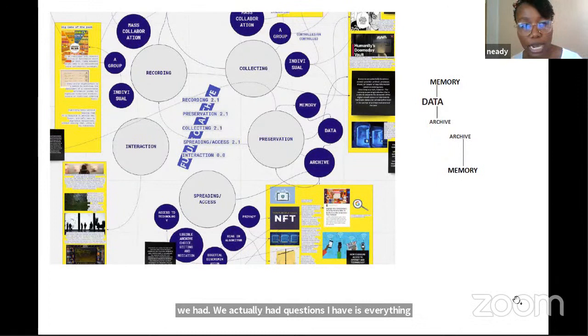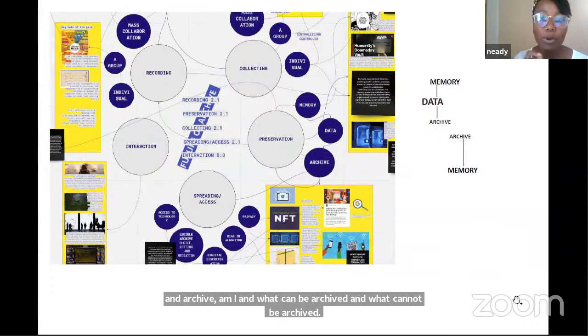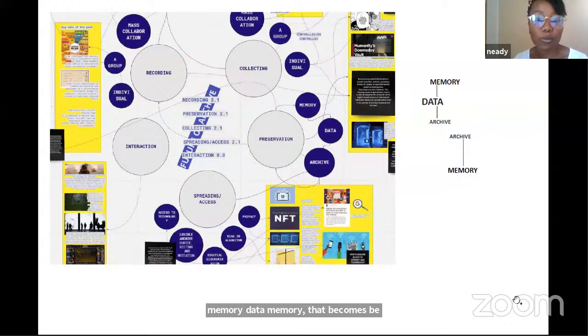But what was key for us was thinking about memory and memory data. When we're thinking about a digital space, we think of the interaction with data, because it's very data influenced. So can our memories, or these things that we have forgotten, become a sort of database that then leads to an archive? And these are the questions we had.